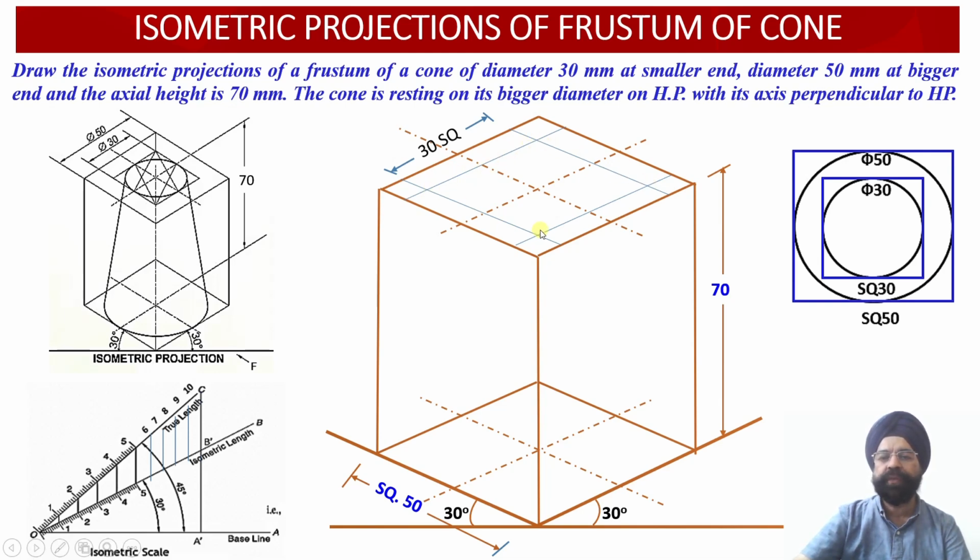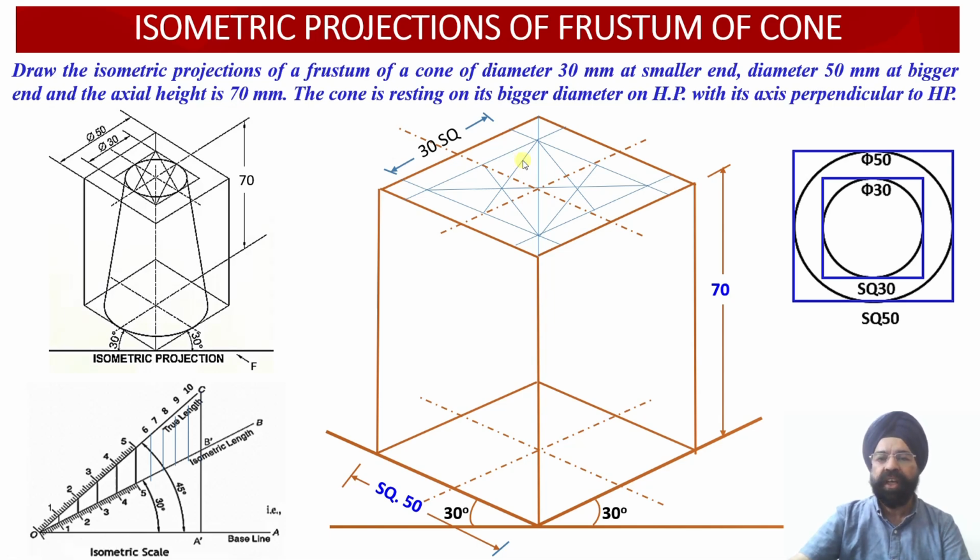So the square of size 30 has been obtained using these guidelines or the reference lines, whereas at the bottom we have the square which is drawn with an edge length equal to 50 millimeter. Now we have to use the four center method to draw the ellipse at the top, and again the four center method will be used to draw the ellipse corresponding to the square of 50 at the bottom.